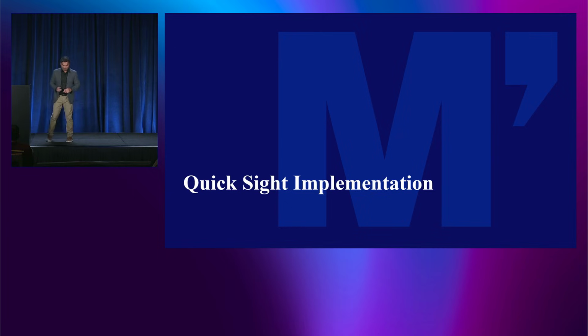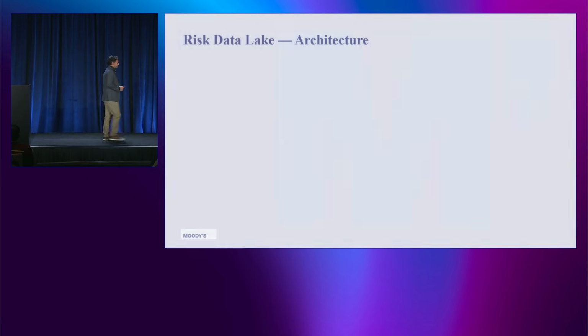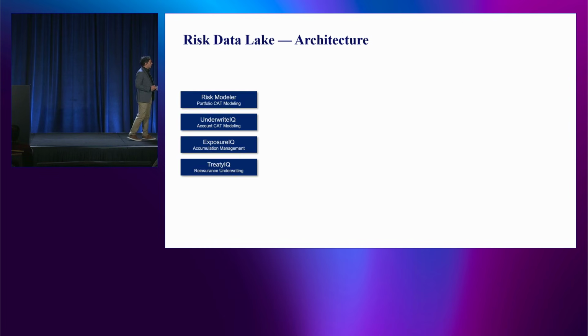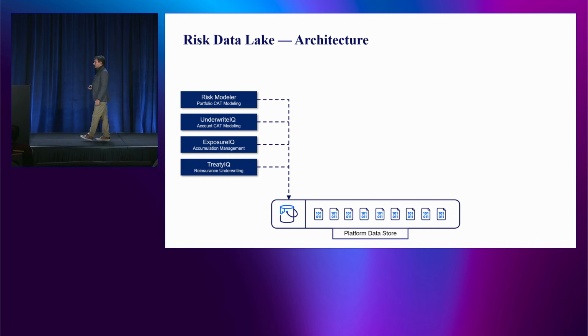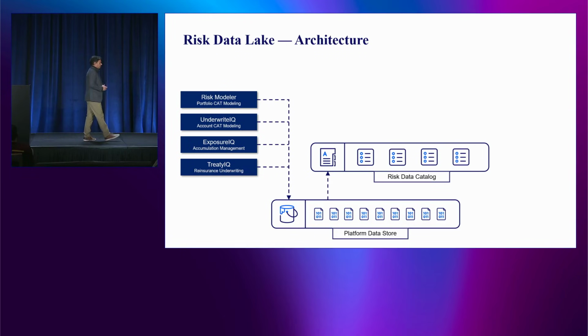Now, how did we implement this? Let's take a slightly deeper dive into the steps we followed. As I mentioned, we have our platform and persona-centric applications. All these applications write their data into the underlying common data store that underpins the platform. And because we are on AWS, these are S3 buckets. Now, we built a risk data catalog on top of this underlying data source, and this is where we arrange the data in a way that makes sense to our end users.